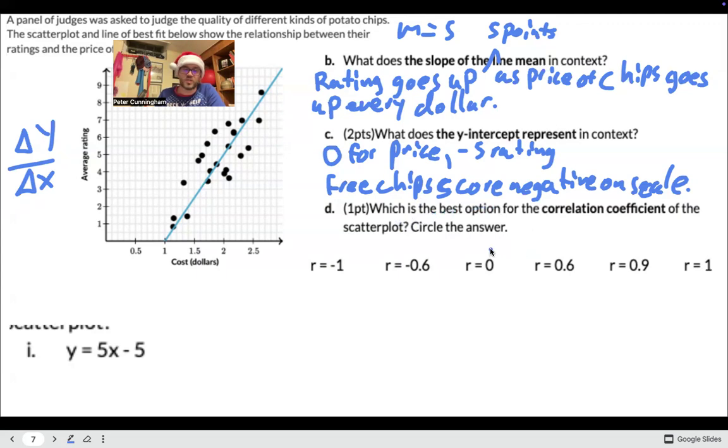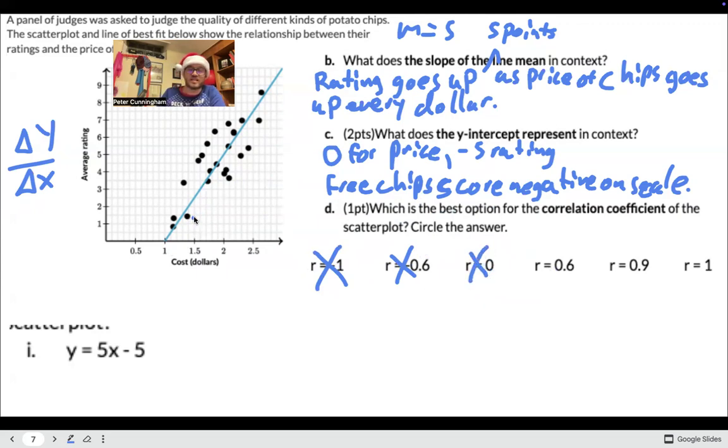Best option for correlation coefficient. I'm going to get rid of any negative option. First of all, that line is going up. So I'm getting rid of the -1. I'm getting rid of -0.6, getting rid of 0.